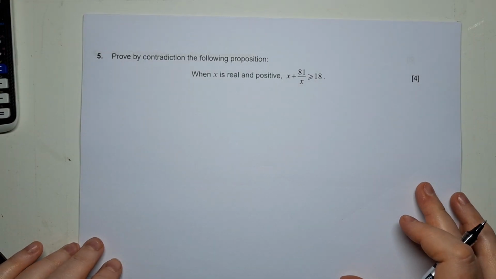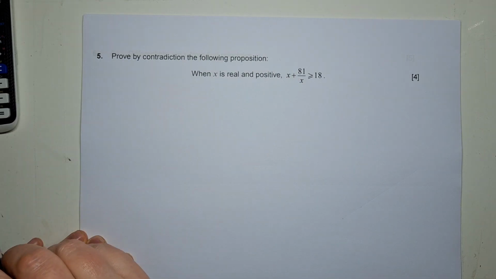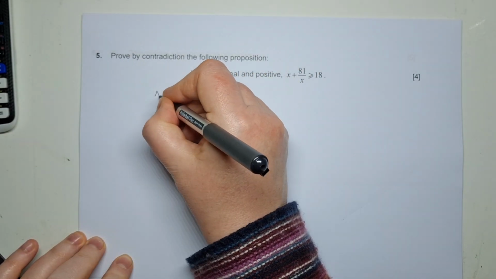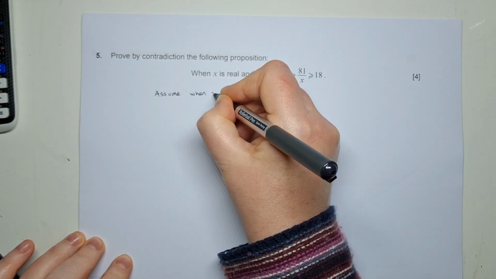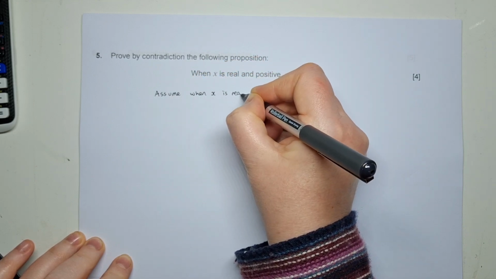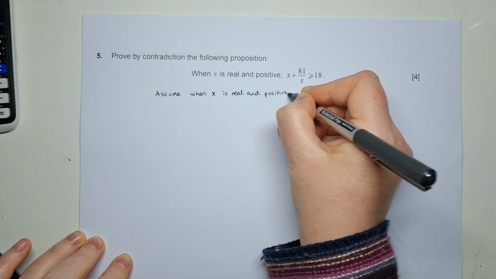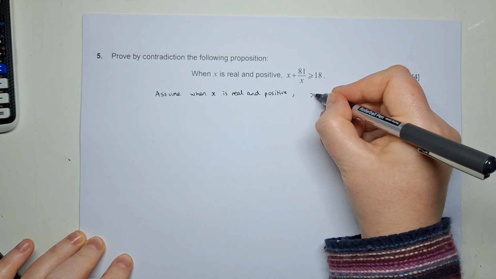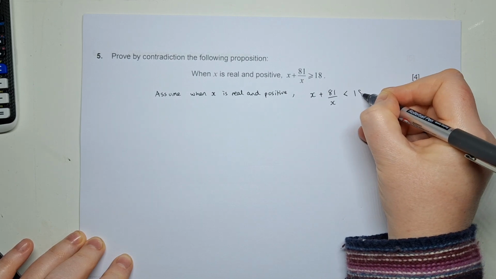Question 5. Prove by contradiction. So this method, we assume the opposite. So we assume that when x is real and positive, then x plus 81 over x is actually less than 18.